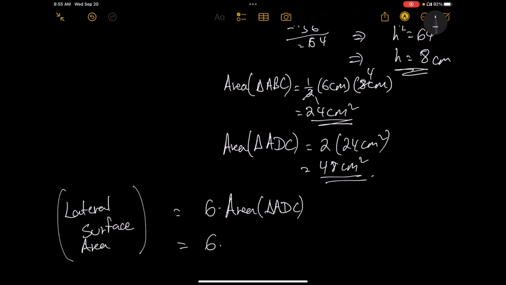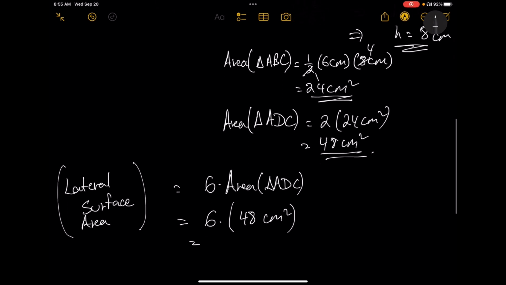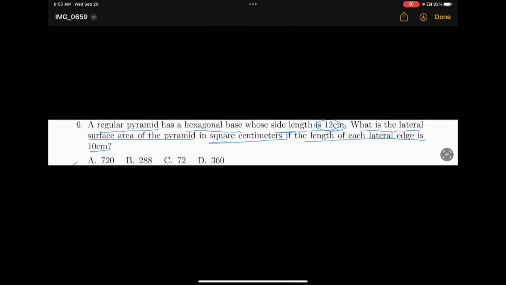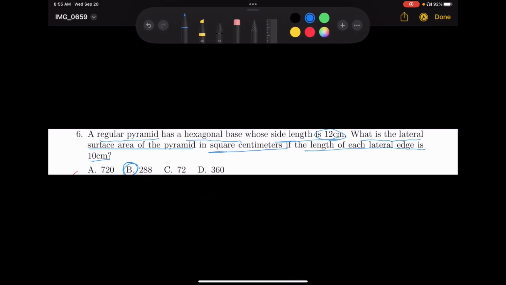Therefore, it is equal to 6 times the area of triangle ADC, that is 48 centimeters squared, multiplied by 6. Then it is 288 centimeters squared, and that means the answer is... okay, therefore the answer is what? The answer is B, ladies and gentlemen.